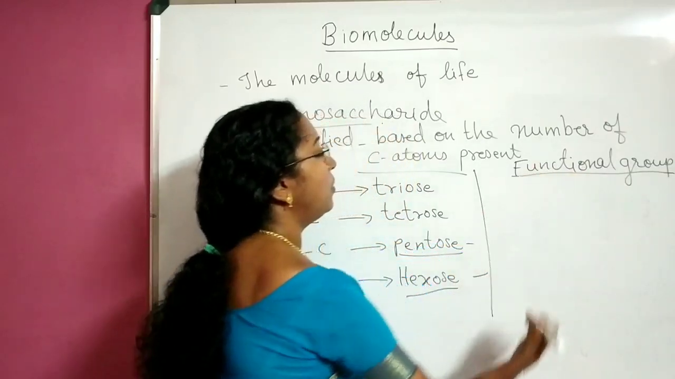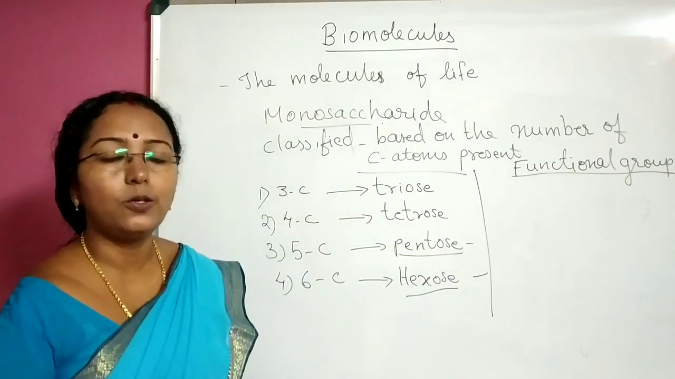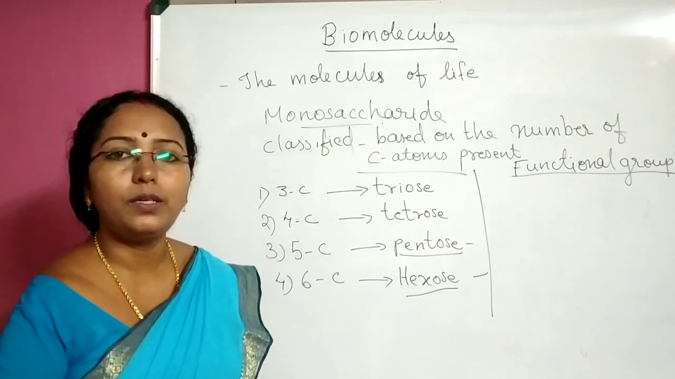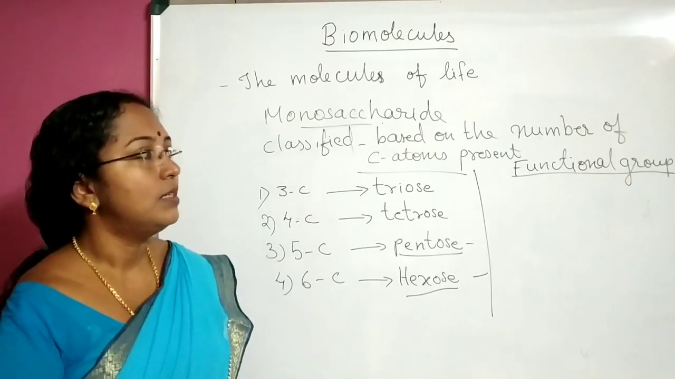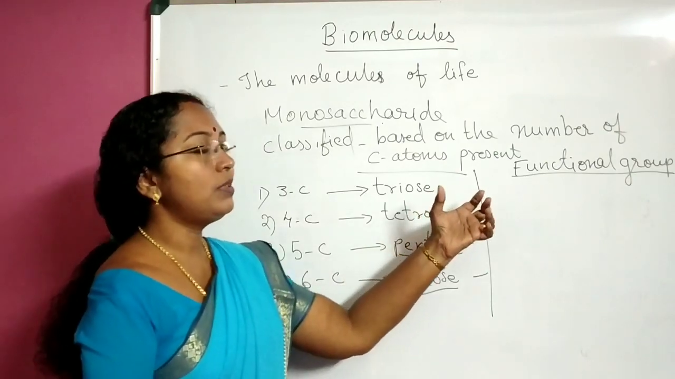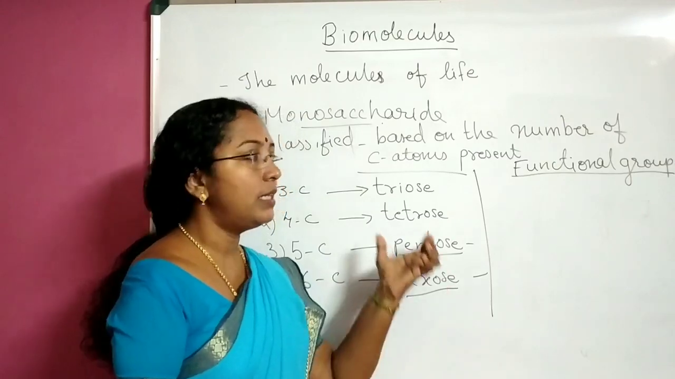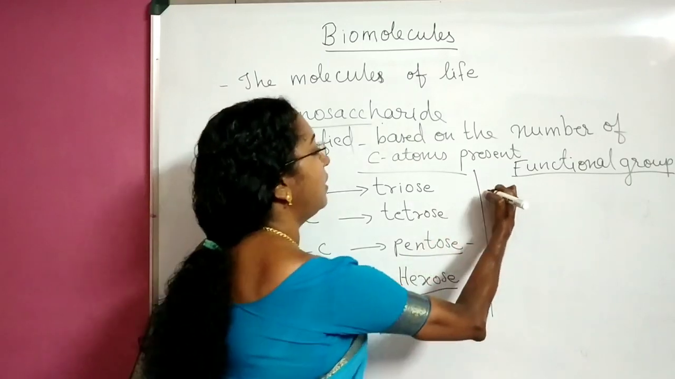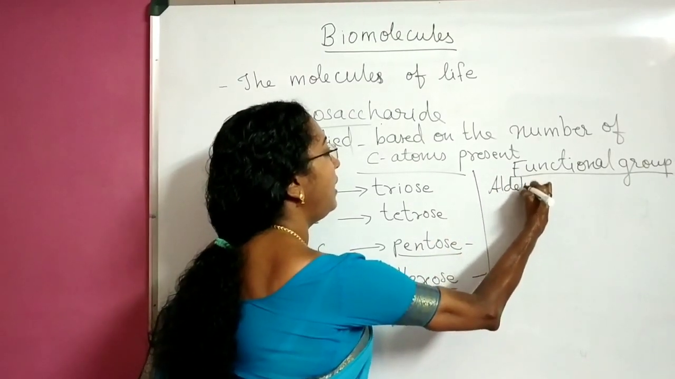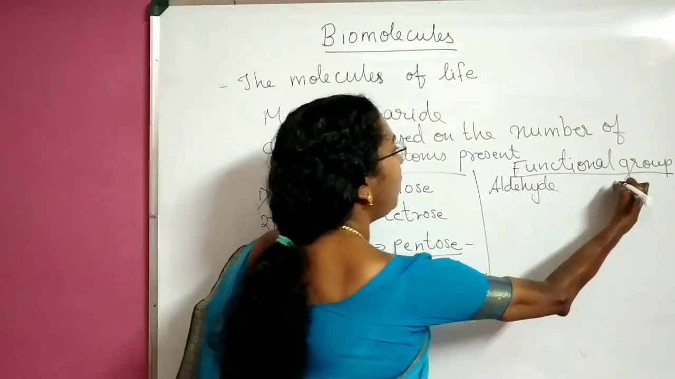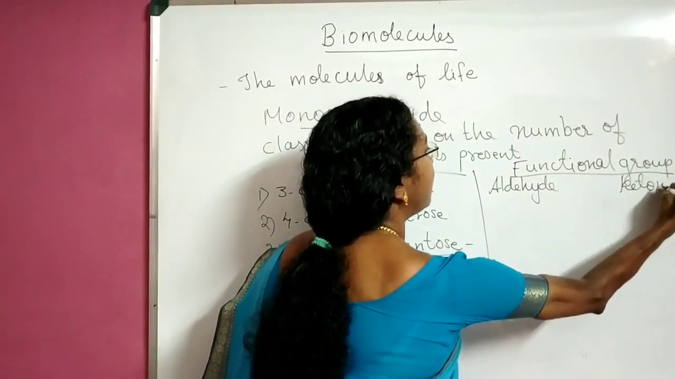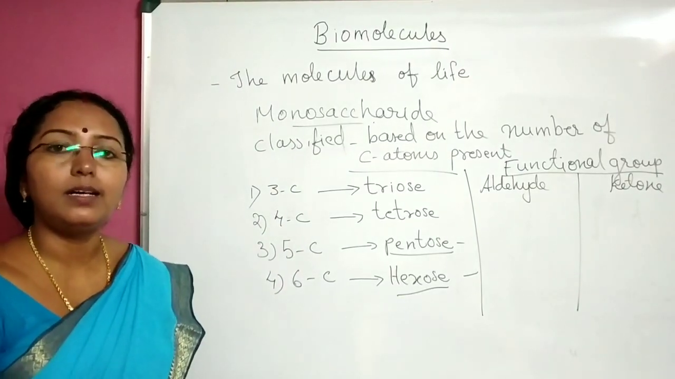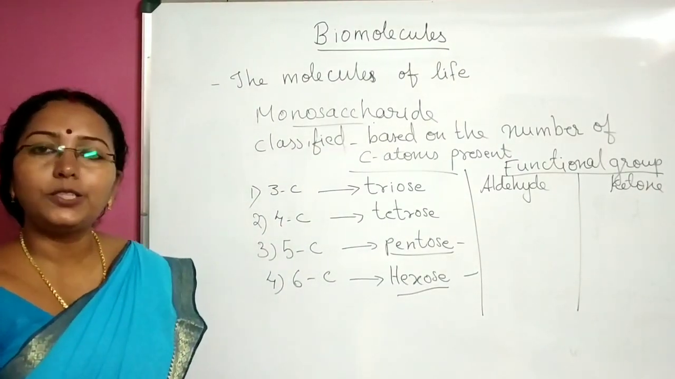You have learnt in your lower classes, in class 10 and all, about functional groups. When a group is added, it actually changes the whole property of that particular molecule, isn't it? In the same way, depending upon the nature of the functional group present, there are different types of monosaccharides. The functional groups are of 2 types. Either it can be an aldehyde or it can be a ketone. The functional group present in these sugar molecules can be either an aldehyde group or a ketone group.